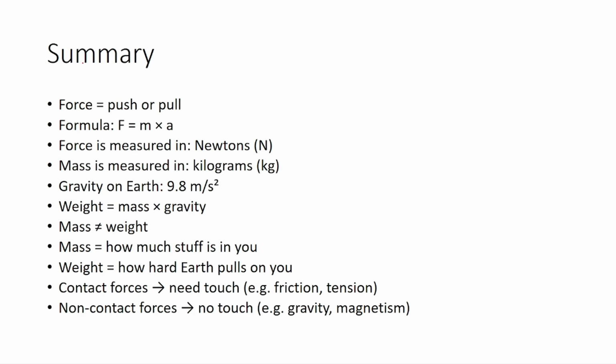So in summary, force is push or pull. The formula for force is mass times acceleration. Force is measured in newtons. All forces are measured in newtons. So weight, gravitational force, compression force, all forces are measured in newtons. Mass is measured in kilograms. Gravity on Earth is 9.8 meters per second squared. Weight is equal to mass times gravity. The formula of weight is a formula for force. Mass is not the same as weight. They are different. Mass is how much stuff is in you, and weight is how hard gravity pulls on you.